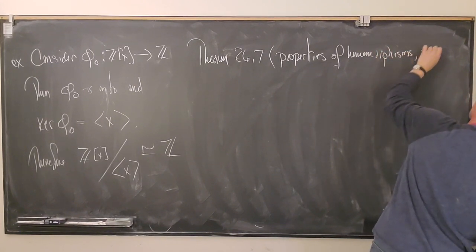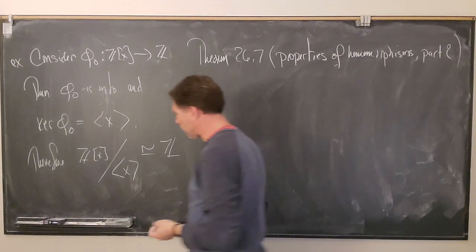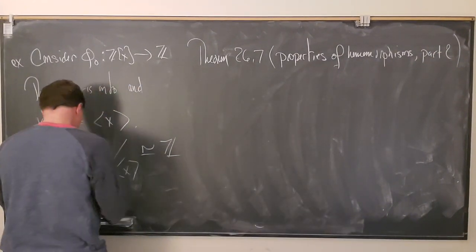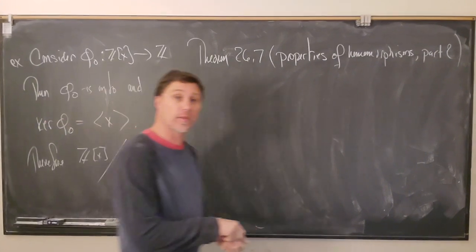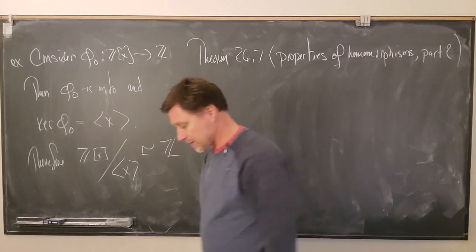Part 2. We already had a theorem that gave us some of the properties of homomorphisms, but at that time we did not know what an ideal was. So this theorem here is going to tell us how homomorphisms behave with respect to ideals.